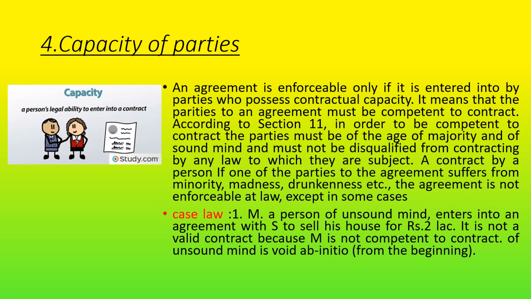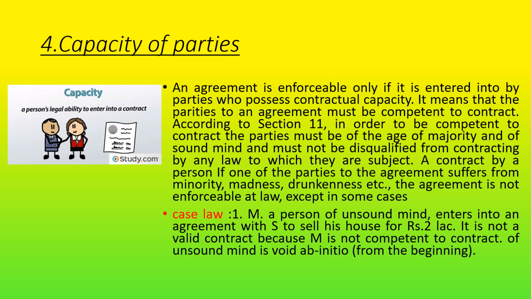Capacity of parties. An agreement is enforceable only if it is entered into by parties who possess contractual capacity. It means that the parties to an agreement must be competent to contract. According to Section 11, in order to be competent to contract, the parties must be of the age of majority and of sound mind, and must not be disqualified from contracting by any law to which they are subject.